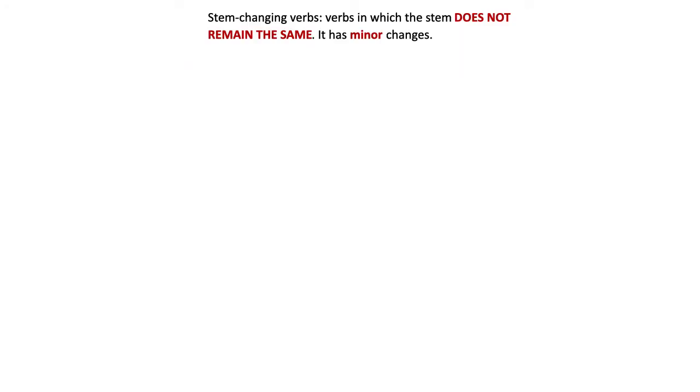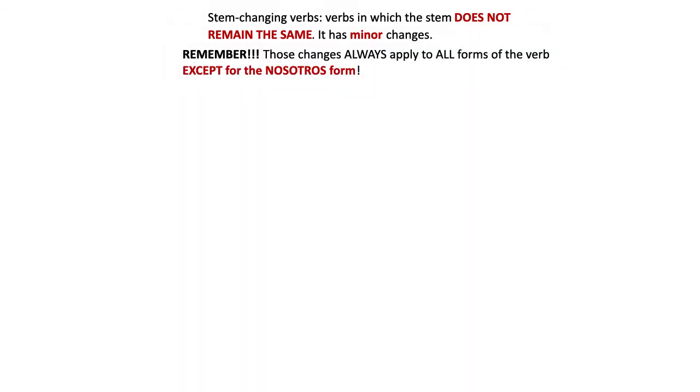Remember then that stem changing verbs are verbs in which the stem changes, yes, but the changes are minor. And remember the very important rule that those changes always apply to all forms of the verb except the nosotros form, okay? The nosotros form is conjugated as if it were not a stem changing verb.